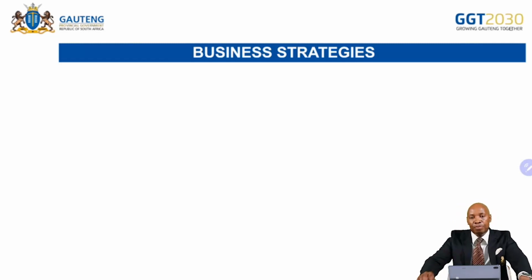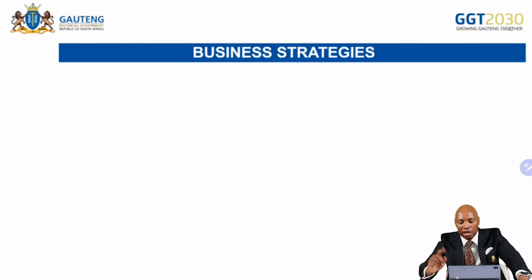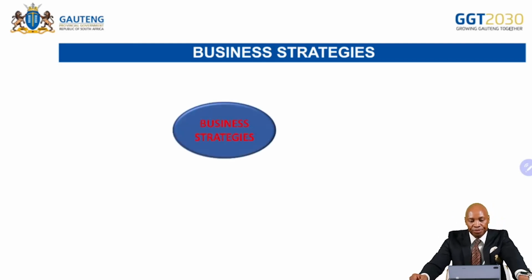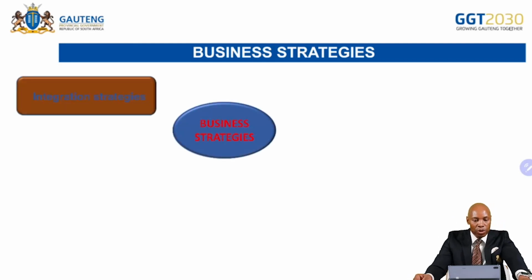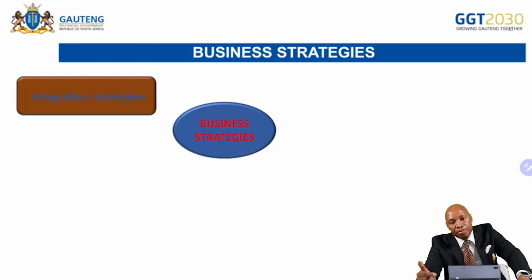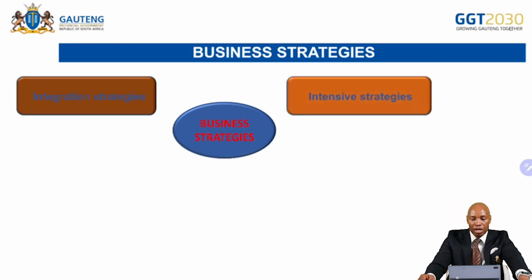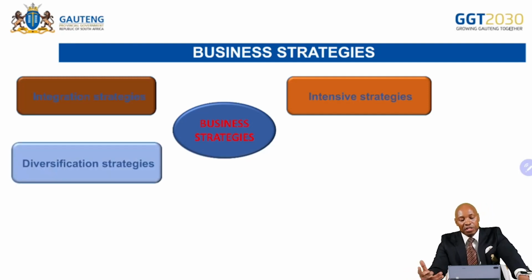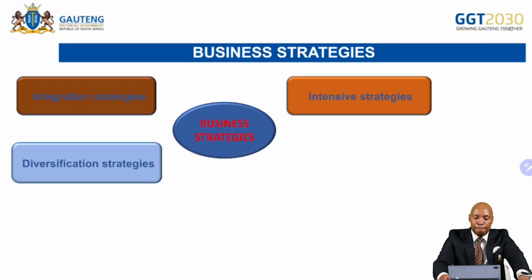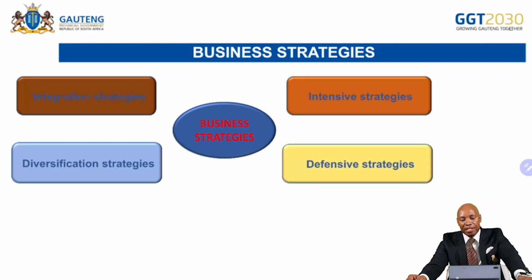Now, how many business strategies do we have, if I may just ask? Somebody saying 2, somebody saying 3. Let's see how many we have. Right. We have integration strategy. And candidates, it's important to look at the order of these strategies. I will tell you as we go on. Then you have your intensive strategy. Then you have your diversification strategy. Then you have your defensive strategy.